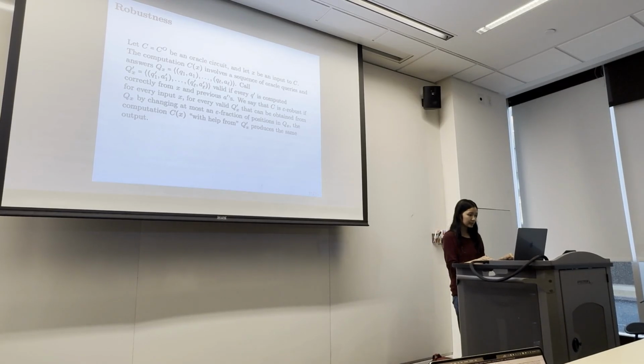So we're going to say that the circuit C is epsilon robust if for every input X, for every valid Q sub X prime that can be obtained from Q sub X by changing at most an epsilon fraction of positions in Q sub X, the computation C of X, where we substitute Q sub X prime in for Q sub X, is going to produce the same output. This is trying to capture the notion that even if we change at most an epsilon fraction of the answers to oracle queries in this computation, the output still remains the same.